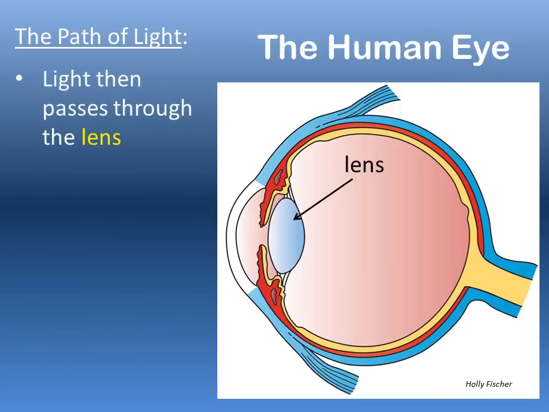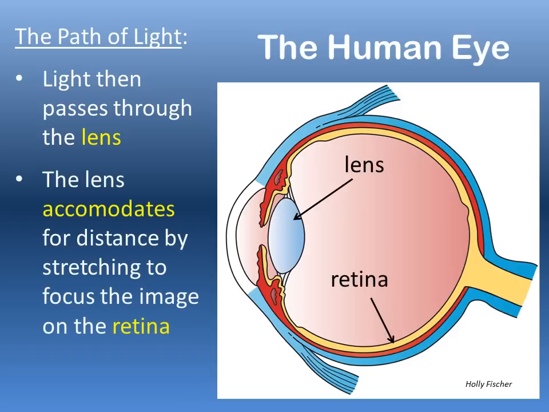After passing through the pupil, light will then enter the lens and pass through it, and along the way be focused onto the layer of tissue with the photoreceptors, the retina in the back. Now the lens has to stretch in order to focus this image depending on its distance away from the eyeball. And we call that process of stretching to bring that image into focus accommodation, accommodating for the distance away that an object is.